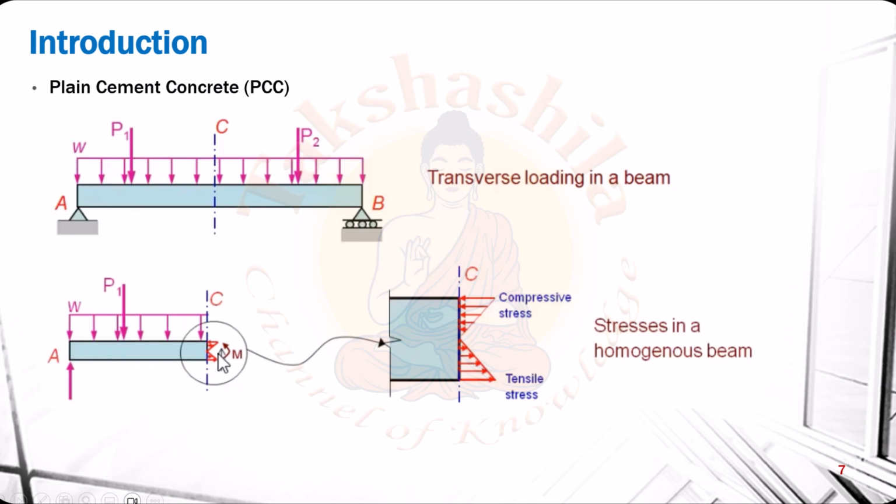If you observe the stresses formed inside the beam, the top portion, that is the portion above the neutral axis, will experience compressive stress, whereas the portion below the neutral axis will experience tensile stresses. We already know concrete is very weak in tension. So there is a high probability that the bottom part will easily get damaged. What can we actually do in this case?